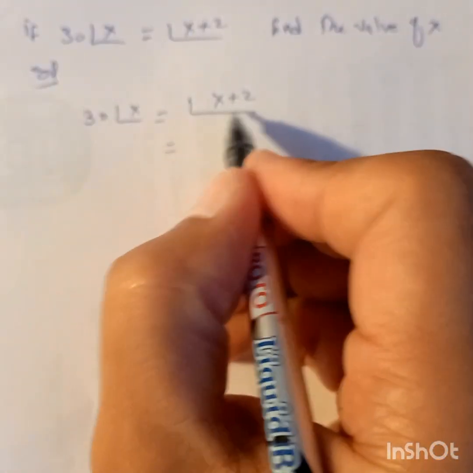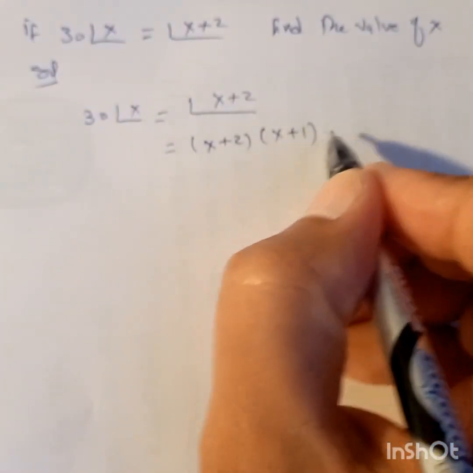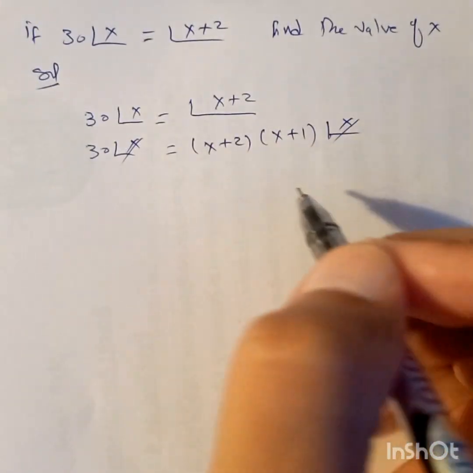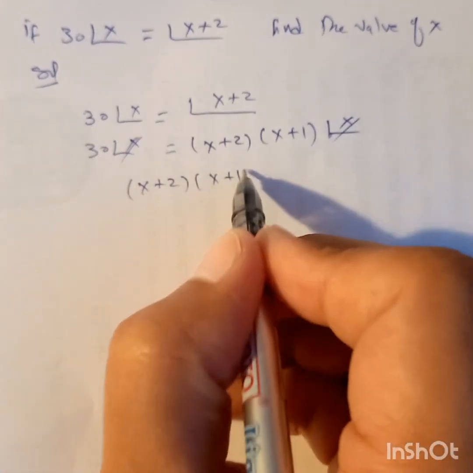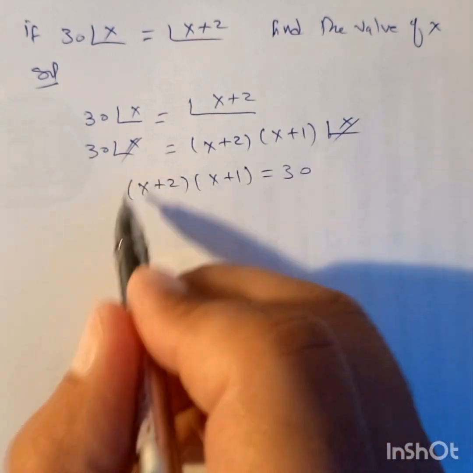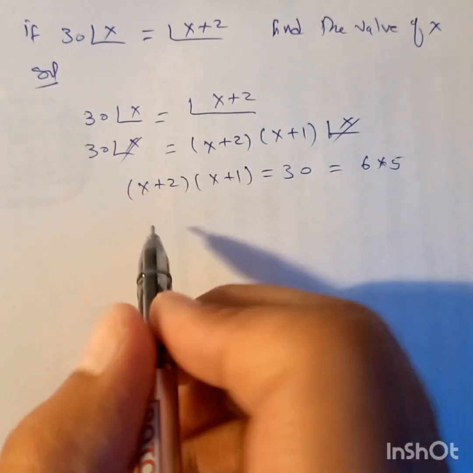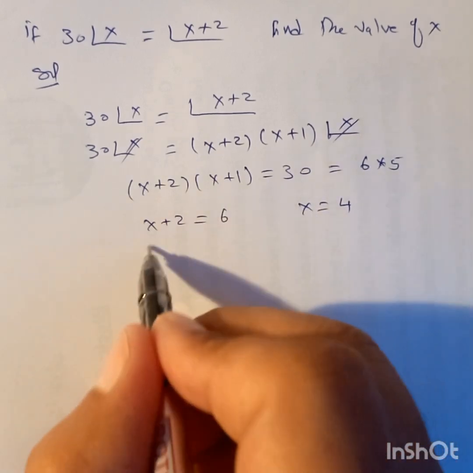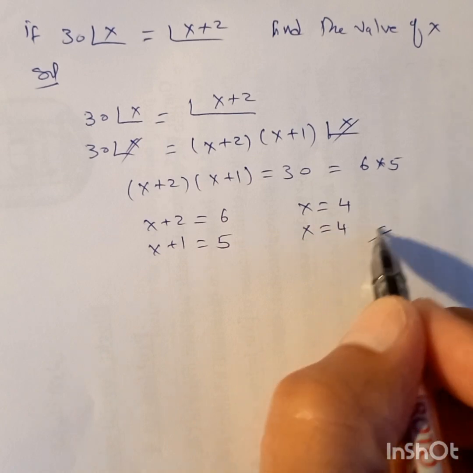We can express this as (x plus 2) times (x plus 1) factorial of x, which is equal to 30 factorial of x. Then we cancel this with this one. Then we have (x plus 2) times (x plus 1) equals 30. Here we have two methods to solve this one. We can consider 30 equals 6 times 5. Here we have x plus 2 equals 6, then x equals 4, or we have x plus 1 equals 5, then we also have x equals 4, and this is required to find.